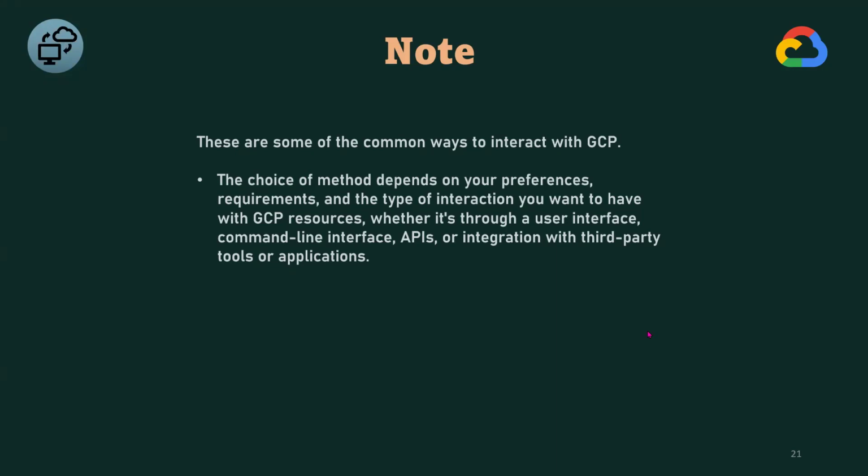What he is saying is that we have four methods, but which method are we going to use? That totally depends on your project requirement. And if your project says you can use anything, then it is your own choice to select whether you want to go with the user interface, a command line interface, or third-party tools. It's your own choice.